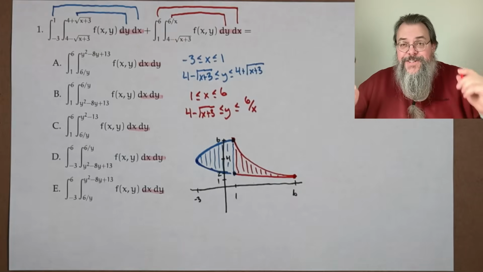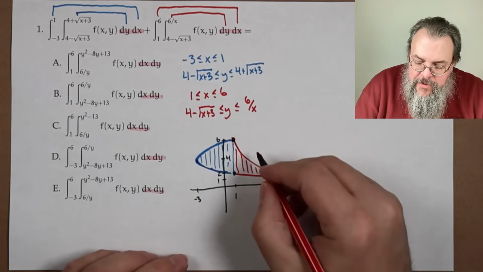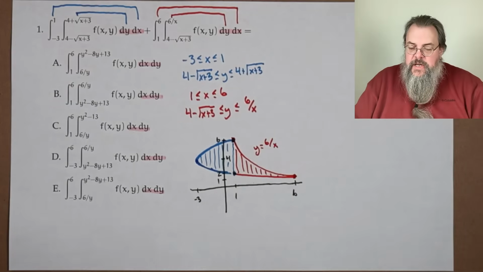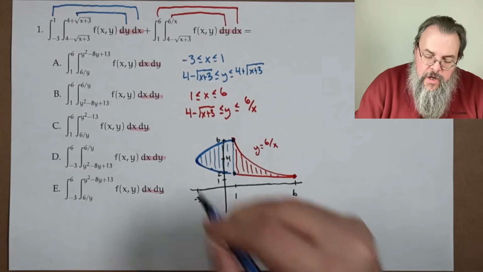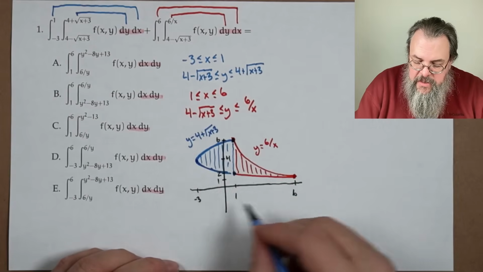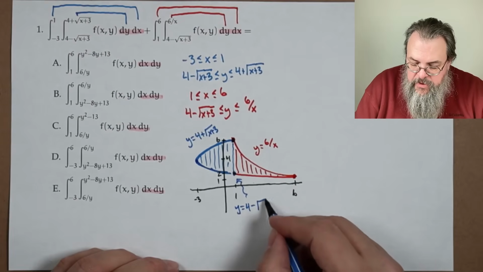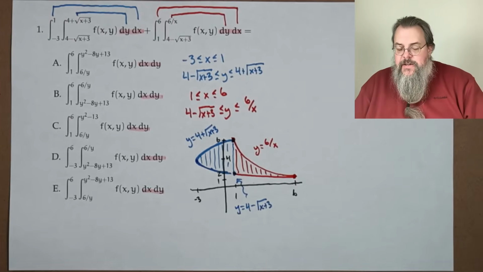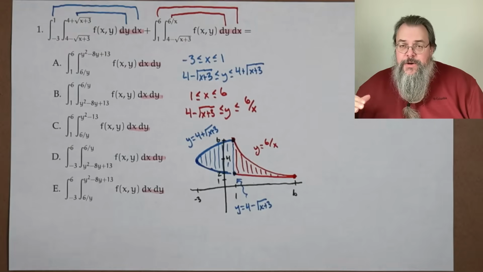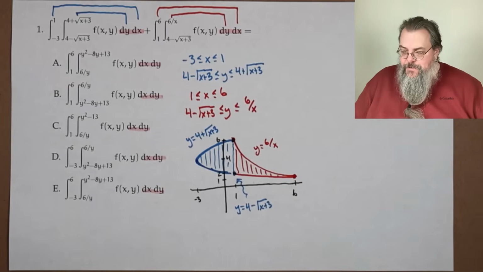Now, that's our current setup. Let's talk about where we're going. So I'm going to mark these curves. y equals 6 over x. And then we have, of course, y equals 4 plus square root of x plus 3. And down here, we have y equals 4 minus square root of x plus 3. All right. Well, the nice thing is we know where we're going. We're going to switch. So instead of slicing up and down, we're going to be slicing left and right.